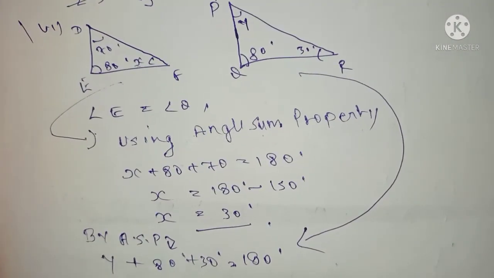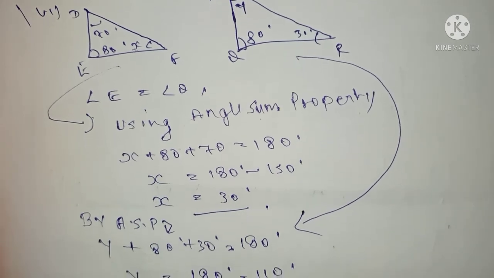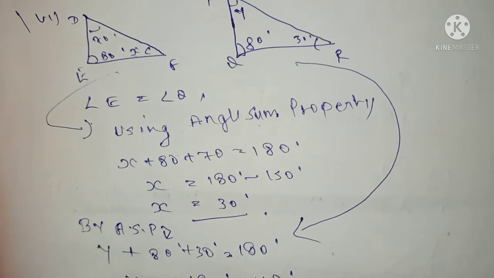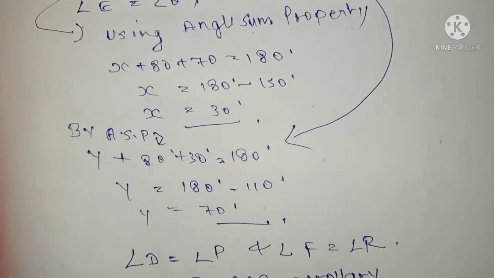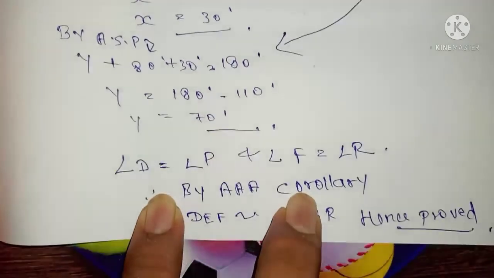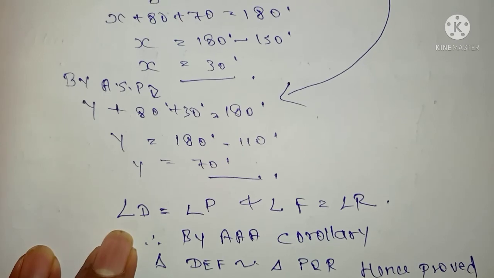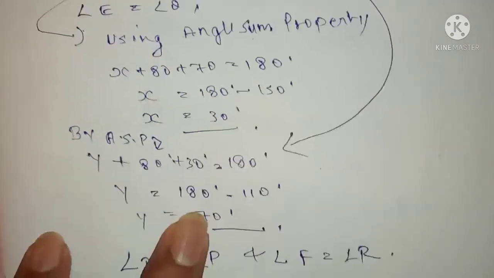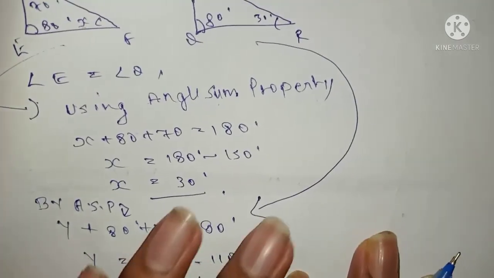So the last was a little lengthy, but it was so easy because it is the syllabus of basic. So you can see what I have done. By using the angle sum property, we have to find the angles and then we have to show that they are similar.